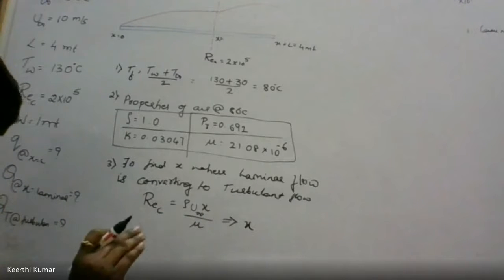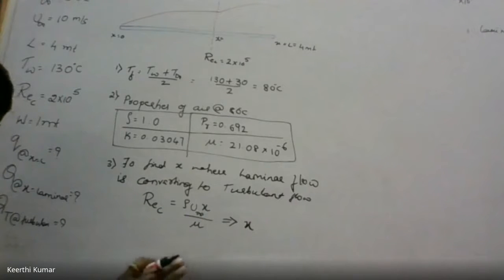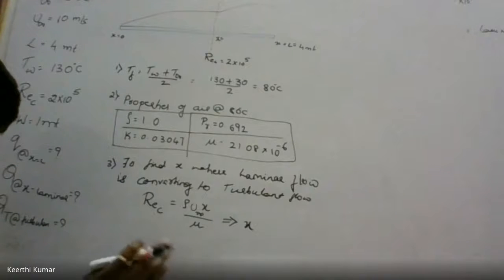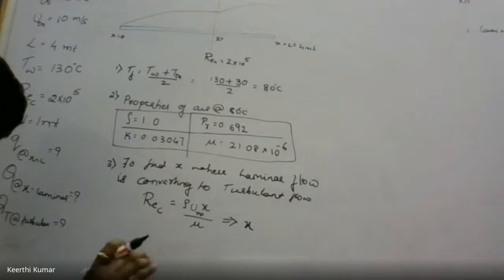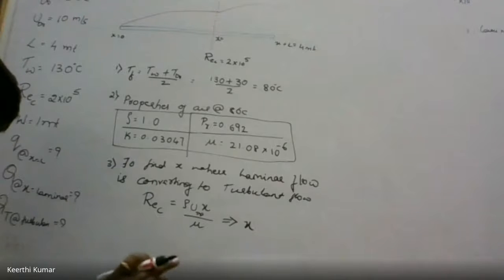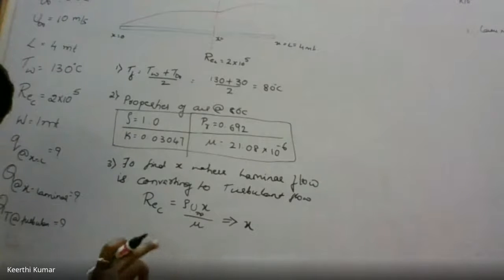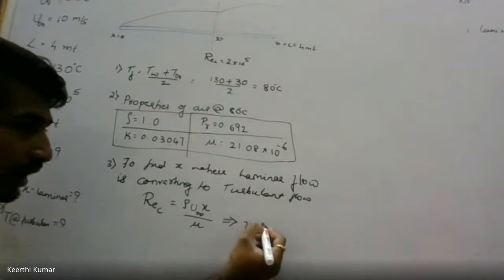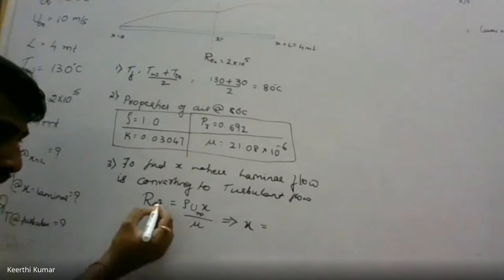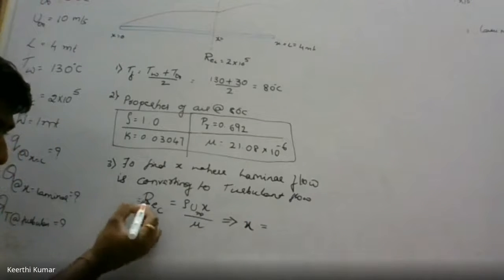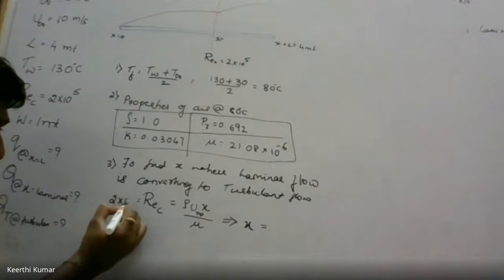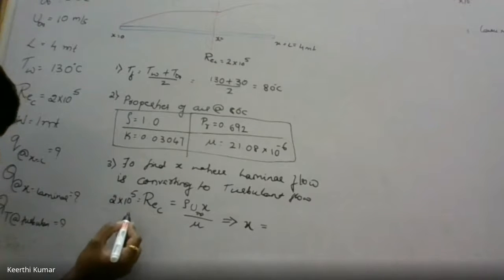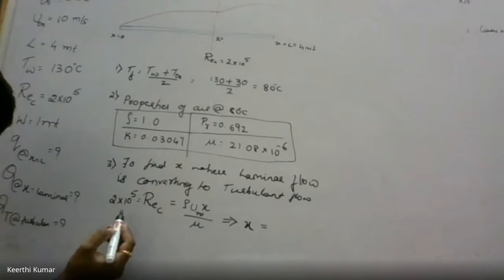Till now, he gave us x, we found the Reynolds number, and we identified whether it is less than 0.5 into 10 to the power 5 to say it is laminar or turbulent. Now we are finding the x value with the help of the critical Reynolds number. Which value will we take? The critical Reynolds number is 2 into 10 to the power of 5, not 5 into 10 to the power of 5, because he has given it. So let us take this value.